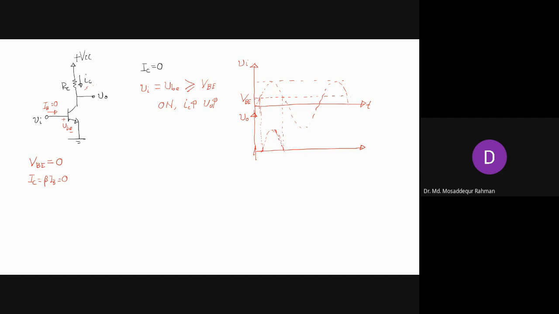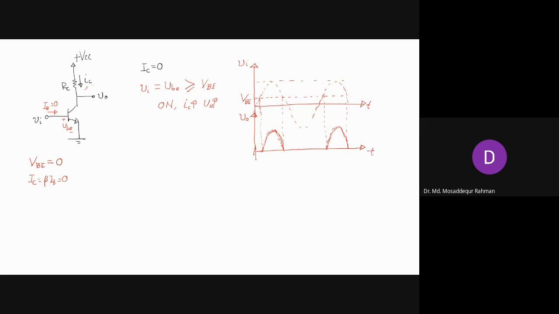And for the rest of the cycle, since VI goes negative, the transistor remains off. And again, when VI exceeds this forward bias voltage, V naught increases and then goes to 0. Right? So this is how we'll have the output voltage, that is how output voltage will vary with input voltage Vi.